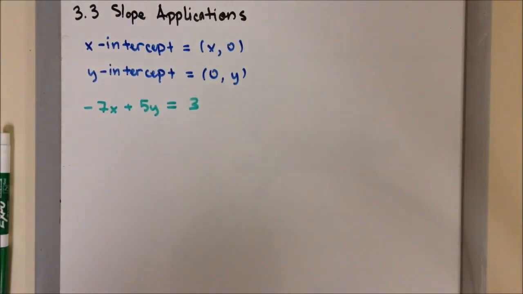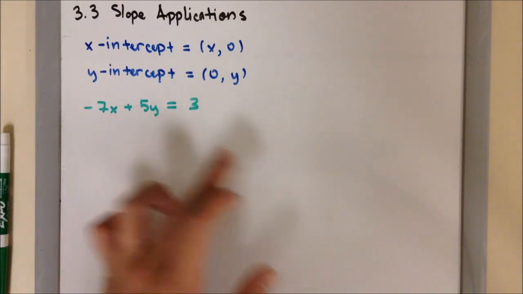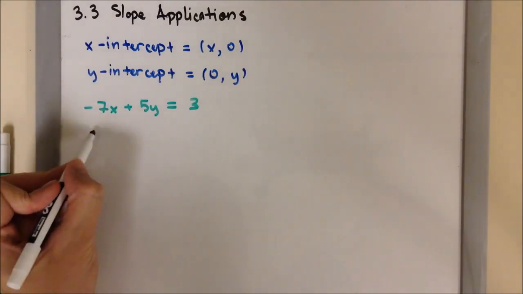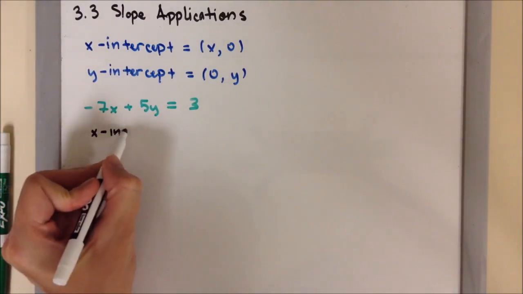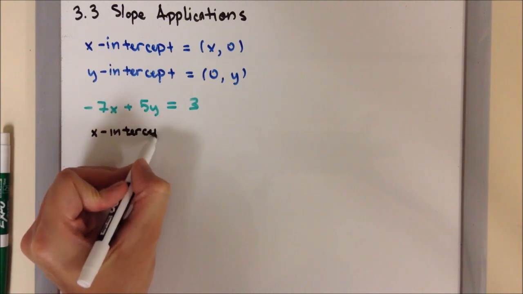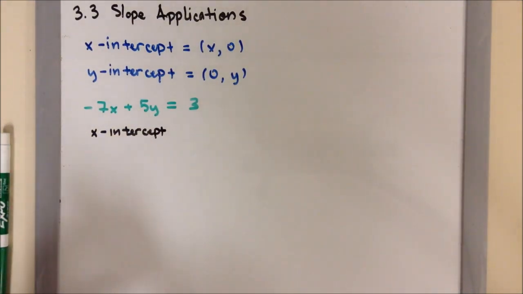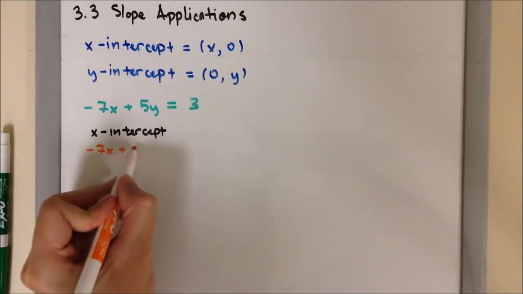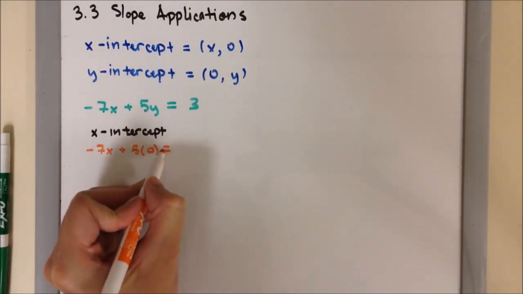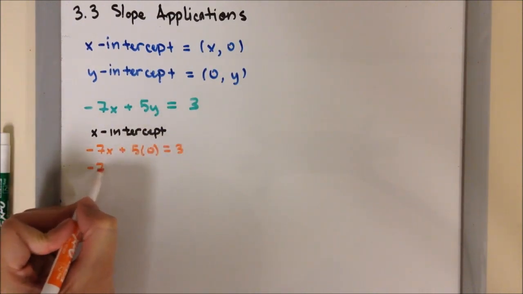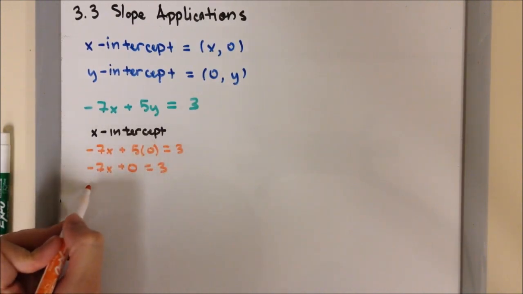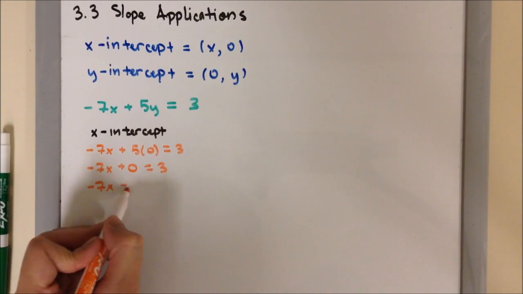In this example, we have negative 7x plus 5y equals 3, and this is in standard form. So let's continue the same process. I'm looking for the x-intercept. So for the x-intercept, again, the y value is always 0. I'm going to simply plug in 0 for y. And we're going to have negative 7x plus 5 times 0 equals 3. Negative 7x, 5 times 0 will be 0, equals 3. Then that's just going to simplify into negative 7x equals 3.